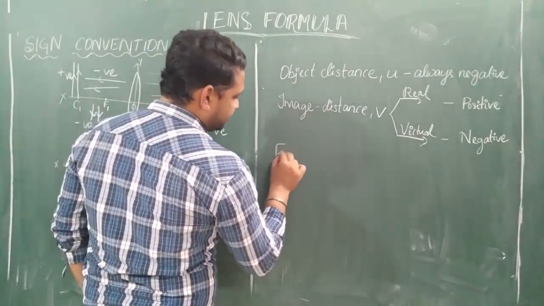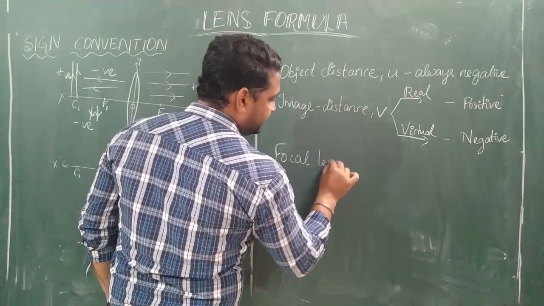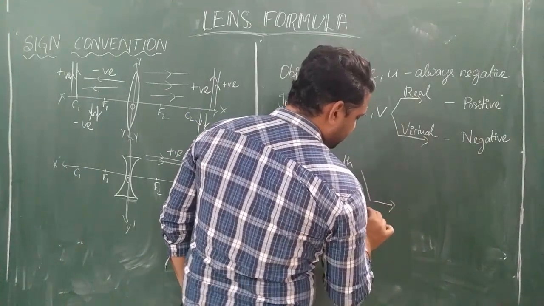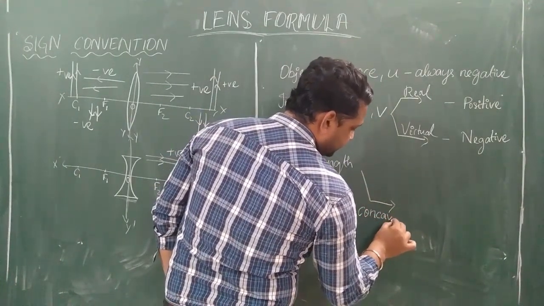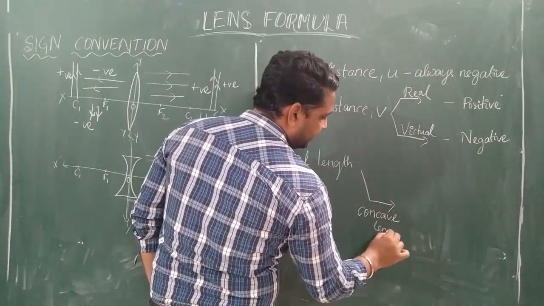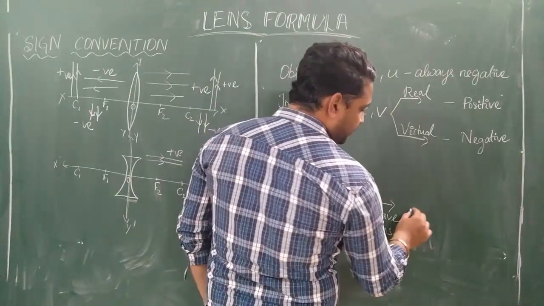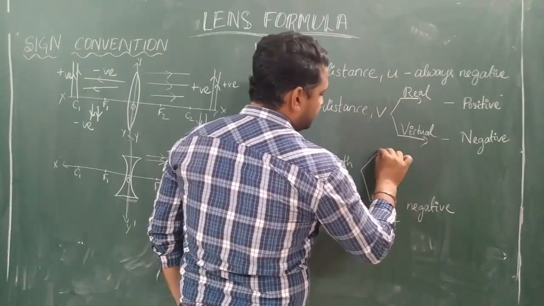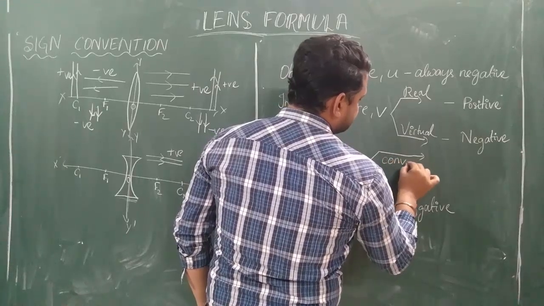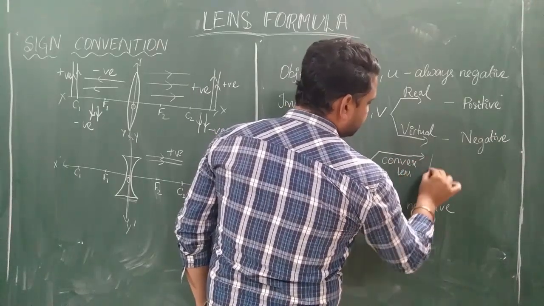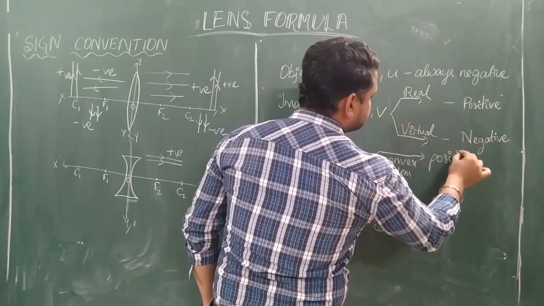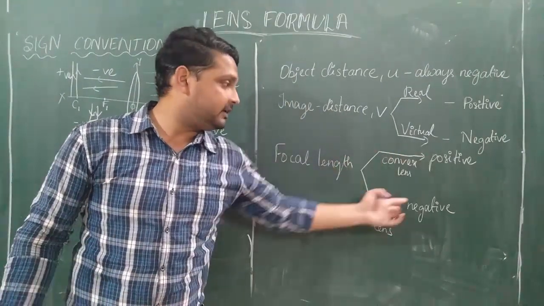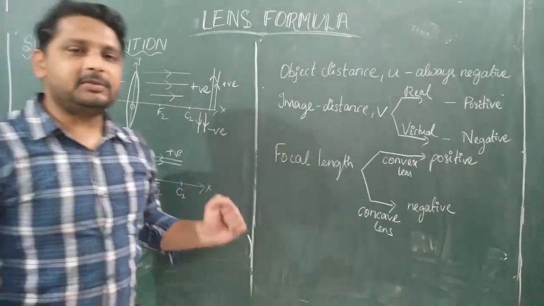Now, focal length. Focal length is same as what you have studied in case of mirror. Focal length for concave lens is negative, and for convex lens is positive. The focal length for convex lens is positive, for concave lens is negative. Understood?